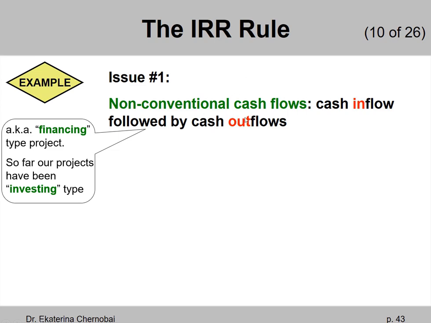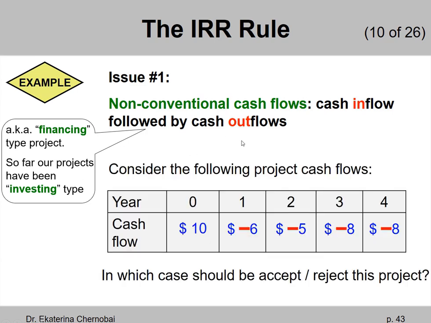These type of non-conventional projects are also known as financing type projects as opposed to investing type. And the word financing corresponds to financing something, like taking a loan, borrowing money. Because when you take a loan, the loan amount that you receive is a cash inflow today. And in the future years, you will be slowly paying your loan amount off. So you have cash outflows in the future. So it's exactly the opposite of what you see in an investing type project. So let's look at pretty much the same problem we had on one of the earlier slides, the one that was used to explain the whole IRR approach. The only thing we are doing differently, we are switching the signs. So now in year 0, you would be receiving $10.